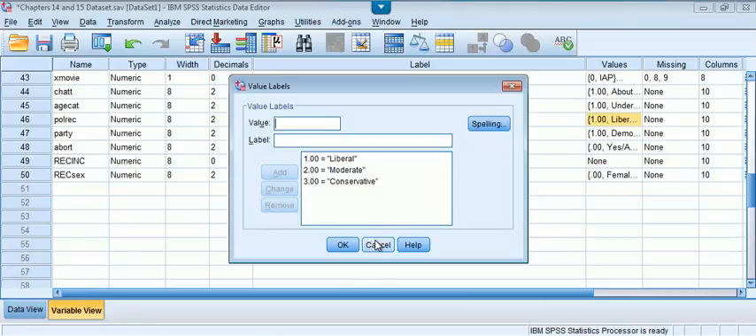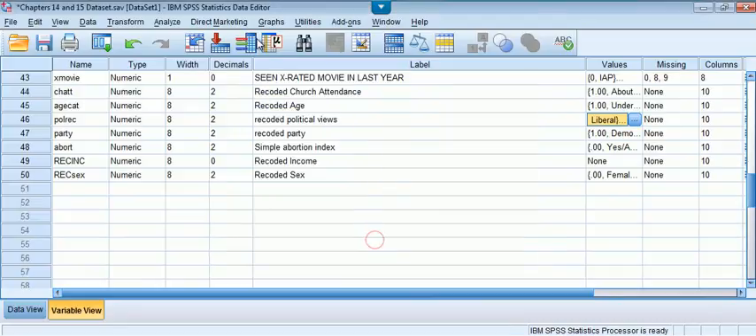So jot this down. I always keep a piece of paper beside me, and I'll write, political ideation, 1 equals liberal, 2 equals moderate, 3 equals conservative. So when I run the regression, I know what I'm doing and I know how to interpret those coefficients.